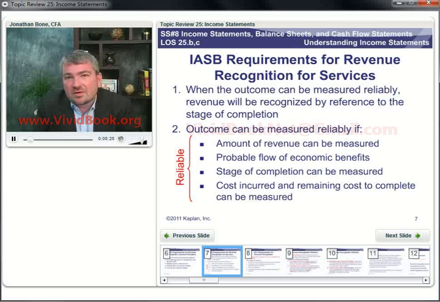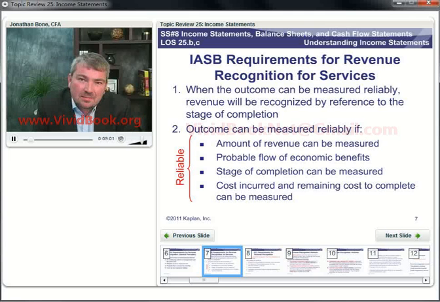Notice as well we've got recognition of revenue for services, which is slightly different. Notice it tells us here when the outcome can be measured reliably. In other words, you've got a reliable selling cost, normally a contracted selling cost, and you've got a reliable estimate of total cost for providing the services, then essentially you can book revenue according to the stage of completion. Now this is going to be very much like how we treat long-term contracts that we're going to look at a little later with some numbers.